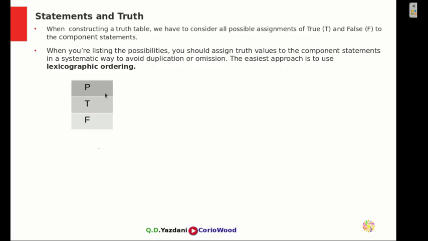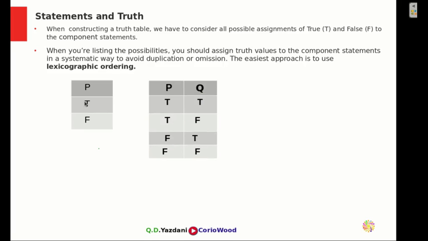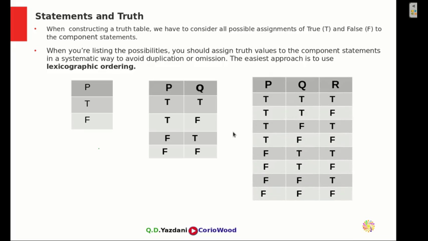So we have our truth table, which has P and Q. It's true and true, true and false, false and true, false and false. The easiest one is the two T's and two F's. And we have another one with P, Q and R, and notice we have 8 rows here.